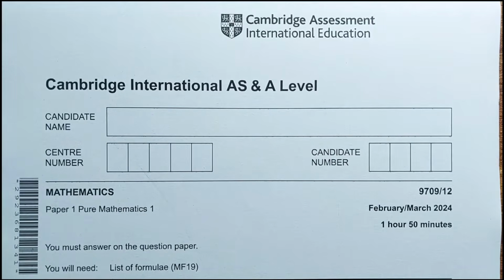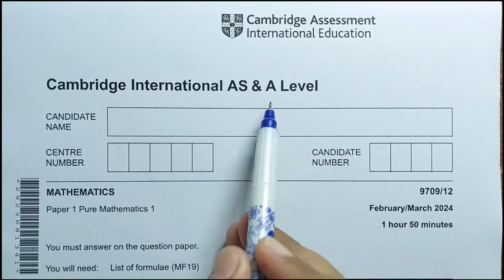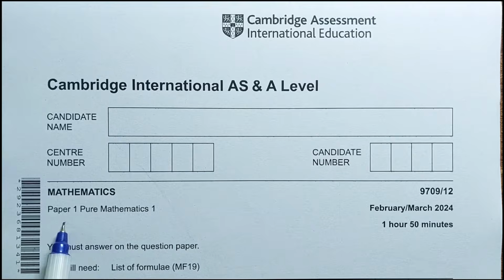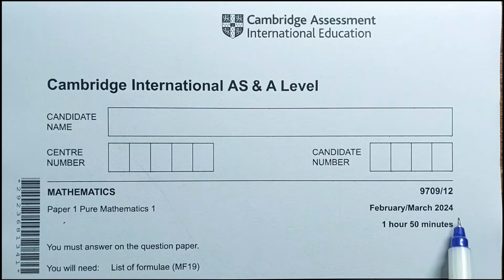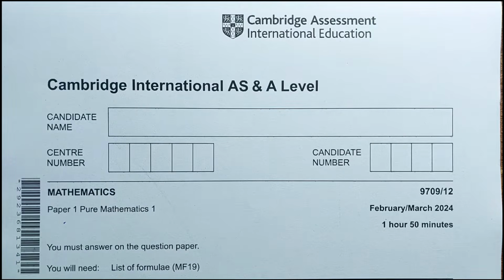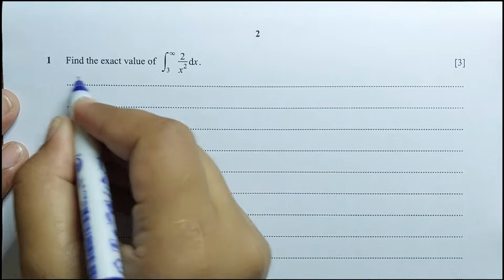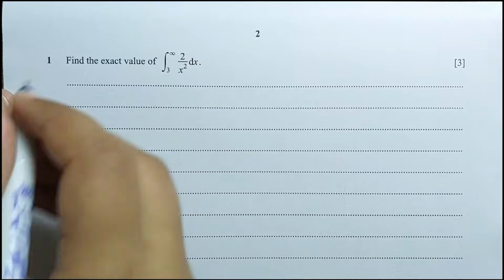Hi everyone, in this video I am going to solve A-Levels Pure Mathematics Paper 1 from the February-March 2024 session, Paper 1-2. So let's start with the first question. Question number 1, find the exact value of this integral.